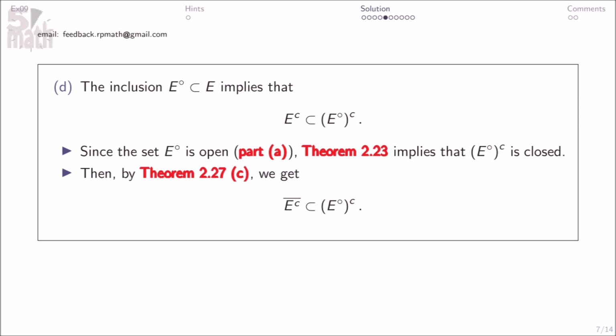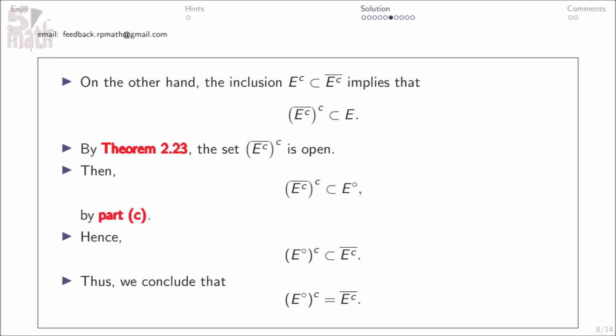D. The inclusion E suck subset of E implies that this. Since the set E suck is open, part A, theorem 223, implies that E suck complement is closed. Then, by theorem 227c, we get this. On the other hand, the inclusion E suck subset of E suck bar implies that this. By theorem 223, the set here is open, then this by part C, hence this. Thus we conclude that this.